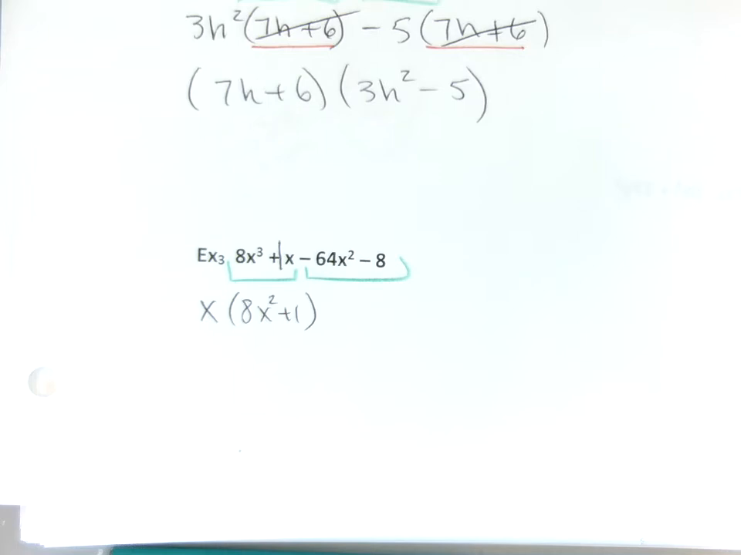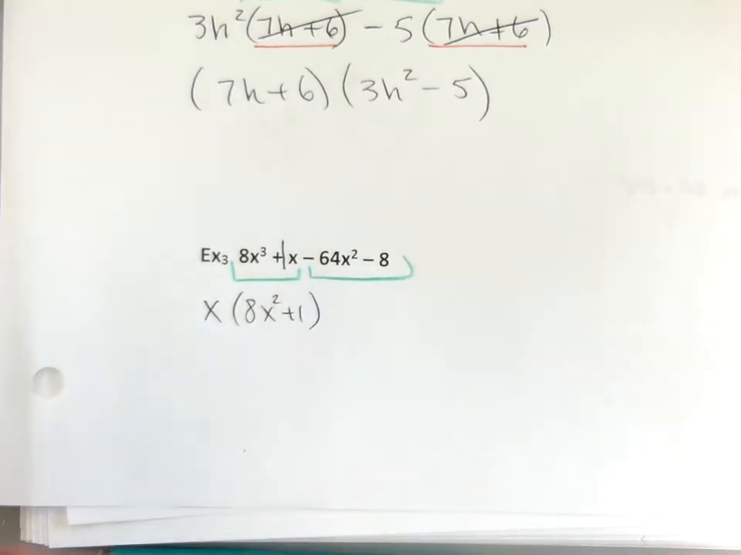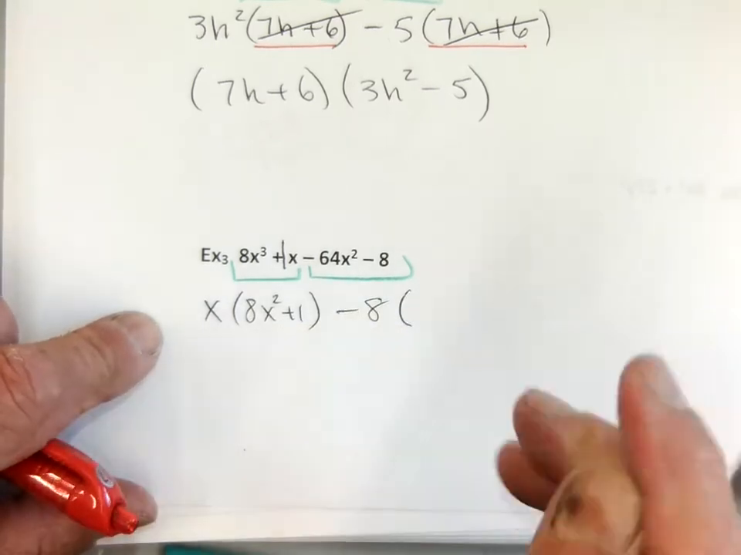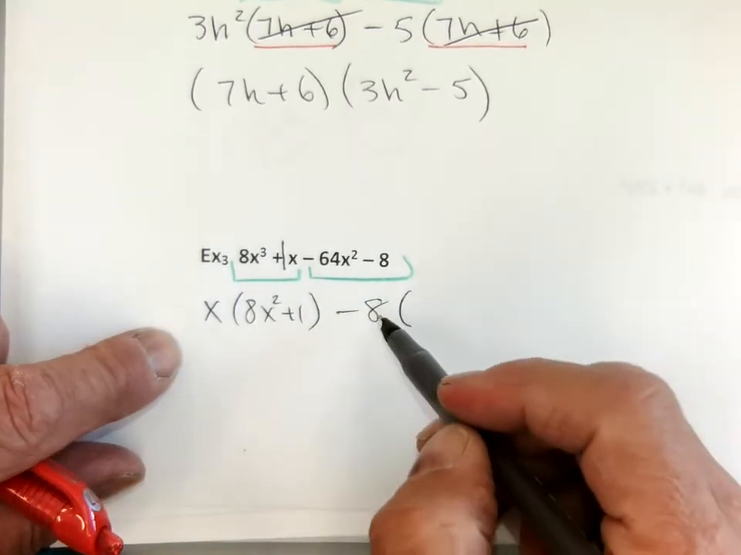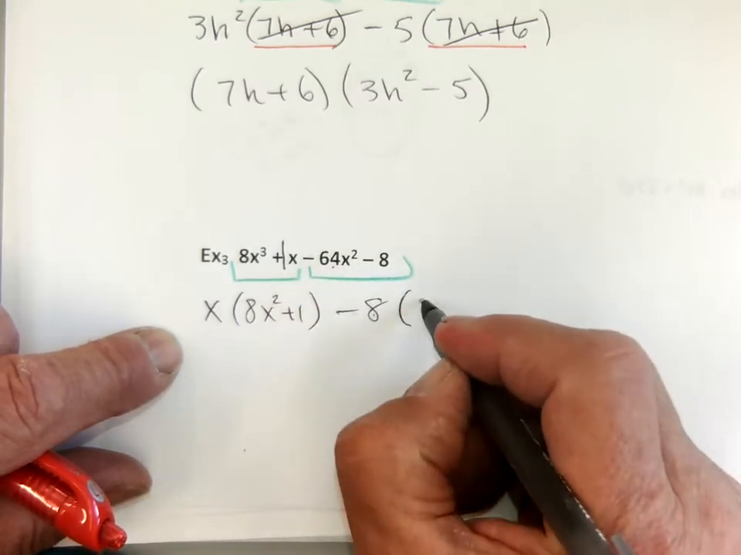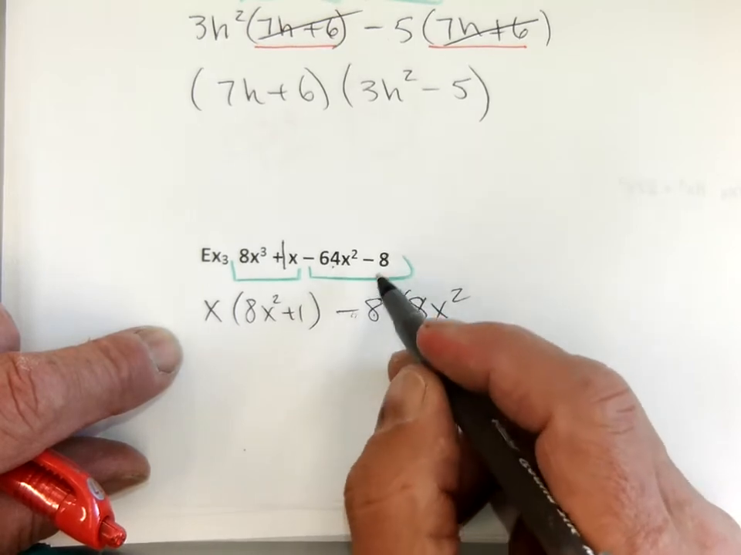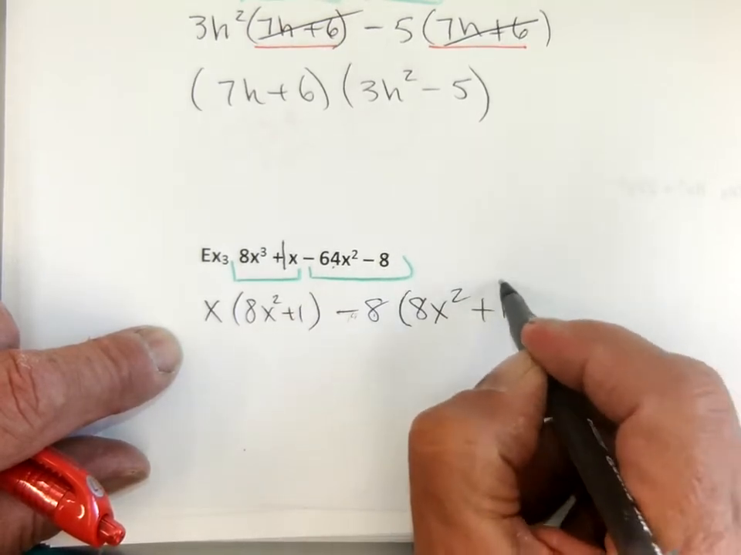Now, what about the second group? What do they have in common? Negative 8. They have a negative 8 in common. And what would be left over is 8 goes into 64 8 times, but negative makes positive, so 8x squared. 8 goes into 8 one time, but negative by negative makes a positive. You okay with that?